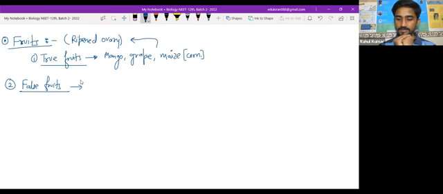Write down in false fruits one more point. It can develop without fertilization. True fruits cannot develop without fertilization. And write down examples. I will give you examples with respect to the parts from which they are formed.